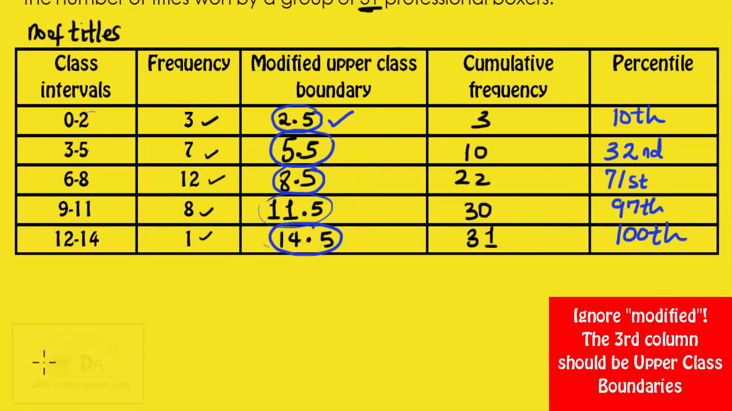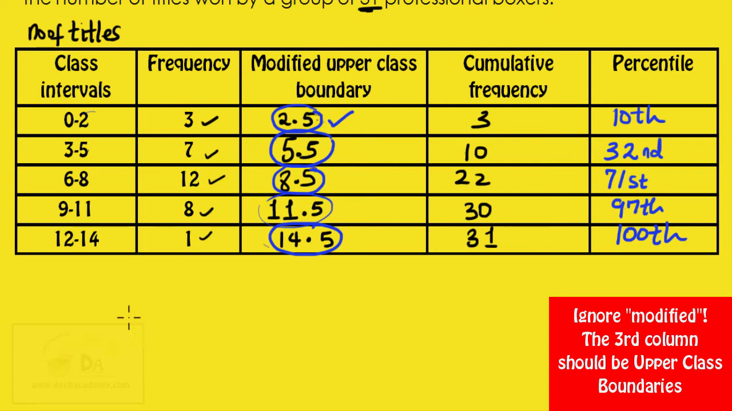If you're anything like me, you probably don't like cramming formulas unnecessarily. And this is one of these cases where you don't need to remember the formula I just put down. Now, you want to find the percentile corresponding to this mark or this number of titles.